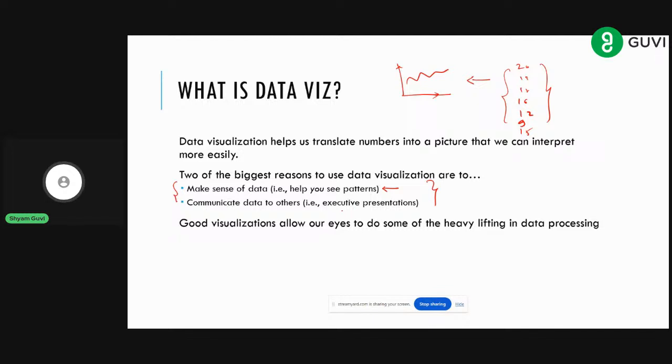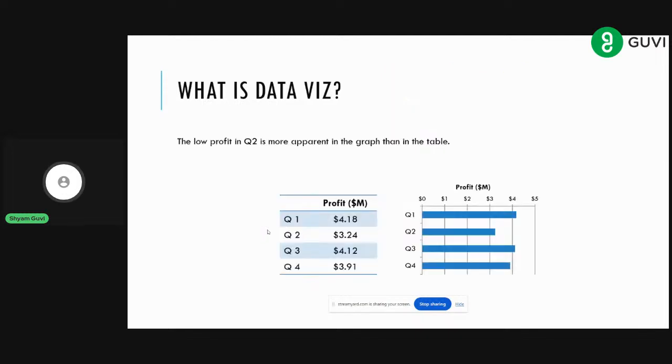Visualization is primarily targeted at executives, right? The managers, the upper management, the senior stakeholders. So that's why having a very strong hold on data visualization is really critical for your professional success. Okay, we'll see in certain examples.